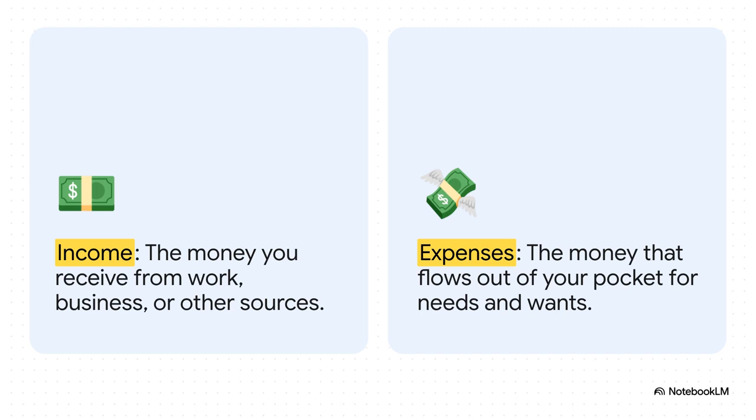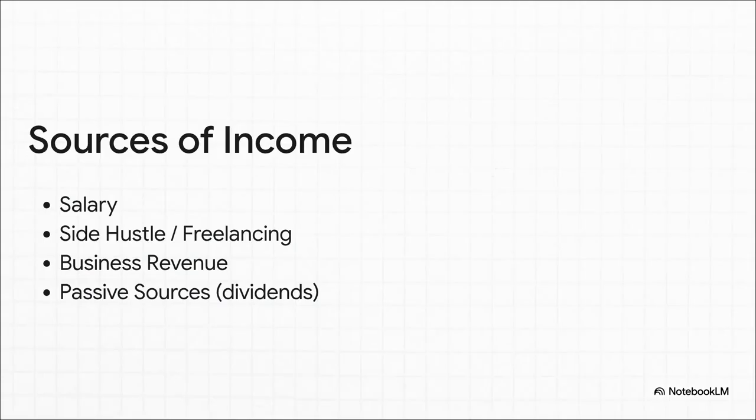And honestly, learning how to manage the relationship between these two is the secret to getting ahead. Now, your income is usually your salary from your job, but it could also be money you make from a side hustle or your own business. But here's a huge trap people fall into. Thinking a bigger income automatically means you're better off.